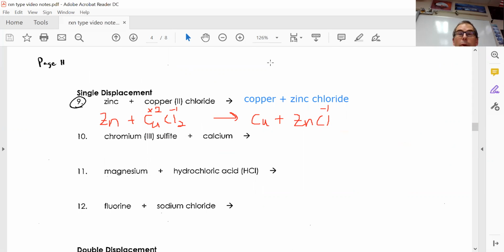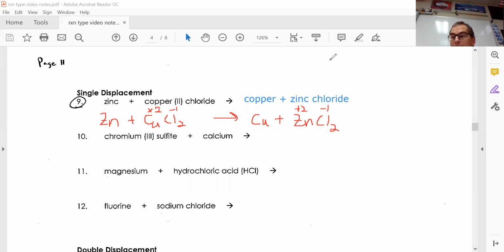I think we're pretty good. If zinc is plus 2 and Cl is -1, then this has got to be a 2 right here. I have a zinc here, a zinc here, a copper here, a copper here, and 2 Cls, 2 Cls. Well, it's already balanced. I didn't carry this 2 over necessarily; it just happened to work out that way because zinc is plus 2, just like copper is plus 2. So that would be a single displacement. Remember, the metal replaces another metal in there.